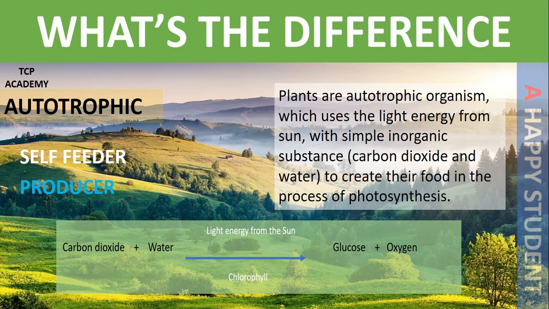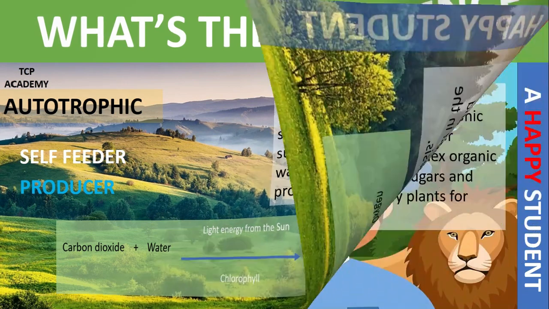Carbon dioxide plus water with light energy from the sun, which is of course trapped by chlorophyll, and that's producing glucose and oxygen. The oxygen there is used for the process of respiration, while the glucose is of course moved along the food chain. Let's look at another type of nutrition.